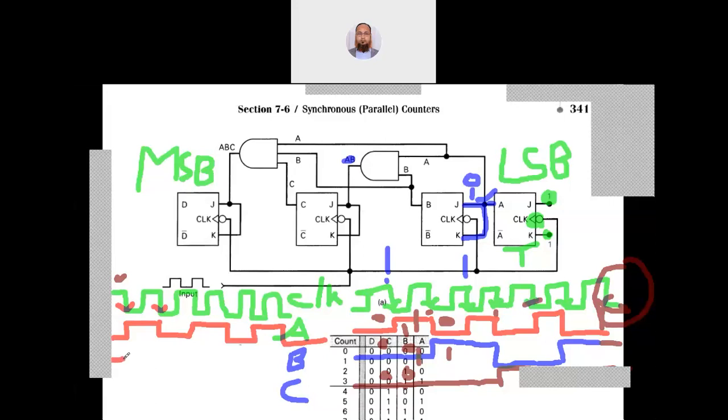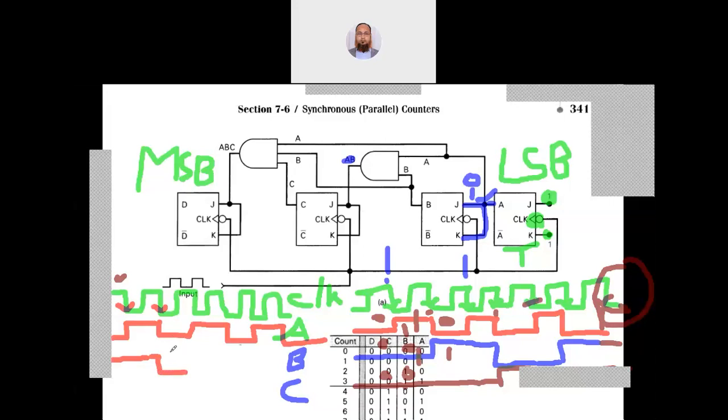At this clock B will remain the same. But here you can see that B was high. Okay, so this is the high level of B. So B was high, and here the clock comes and A is high. So B will toggle. So B will toggle to low state, and B will remain in the low state.